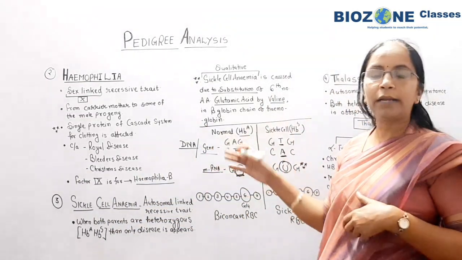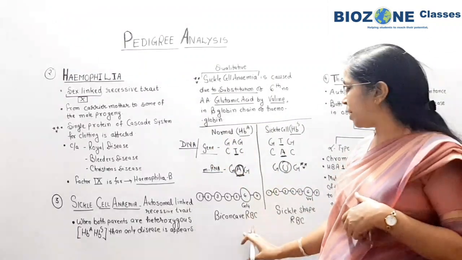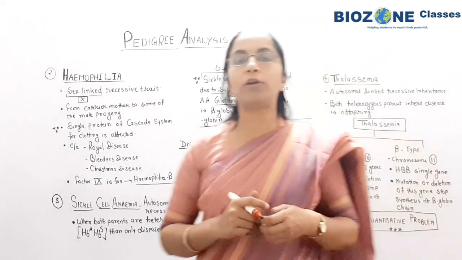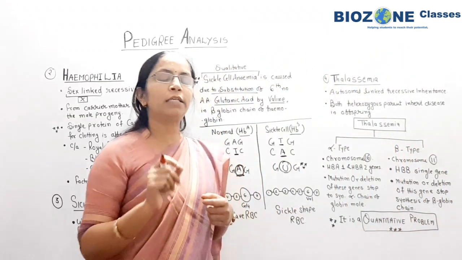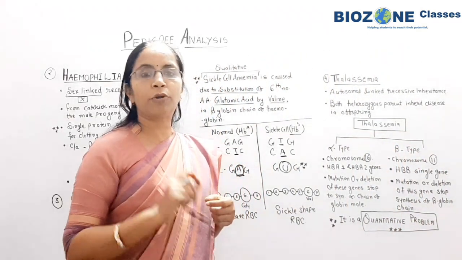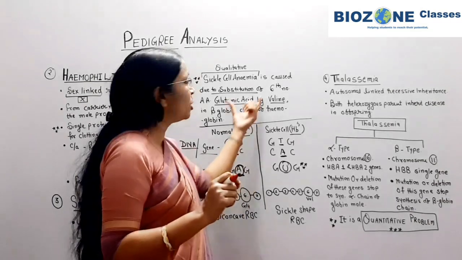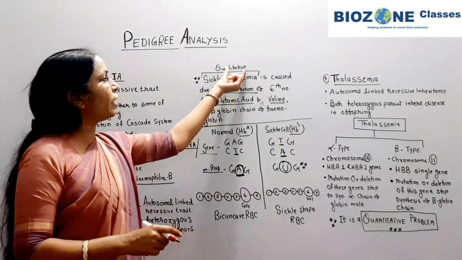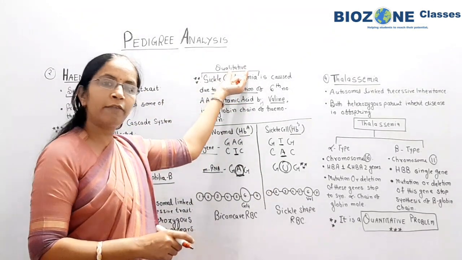You go through the diagram provided, the same diagram provided in NCERT. Go through that diagram, revise it a number of times, because that is the most important diagram for your upcoming NEET examination. So remember this, and again I revise that sickle cell anemia is a kind of qualitative disease.